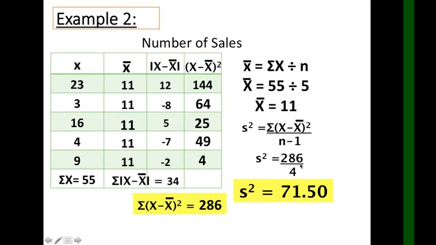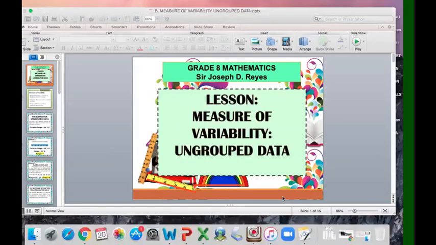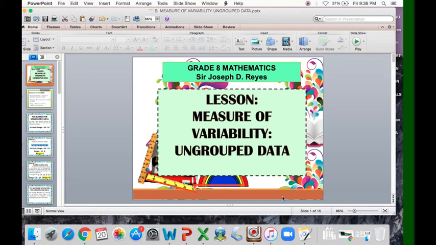Another example, in our previous example, our answer is 71.50 for the number of sales. Now, get the square root of 71.50 on your calculator, and you will get S equals 8.46. Round off your answer to the nearest hundredths. So that's all about the measures of variability for the ungrouped data.